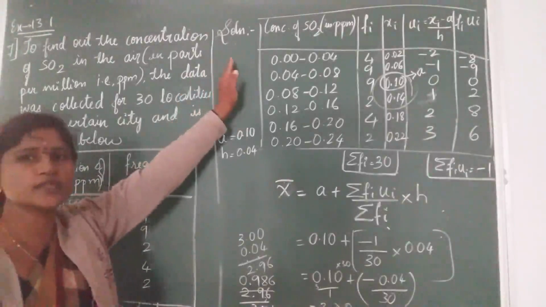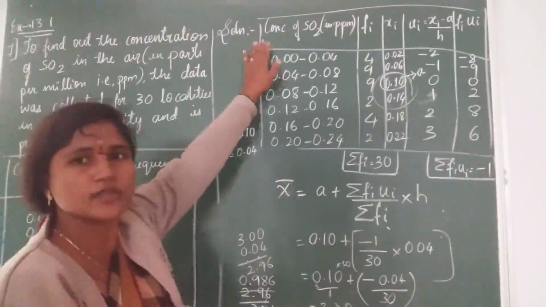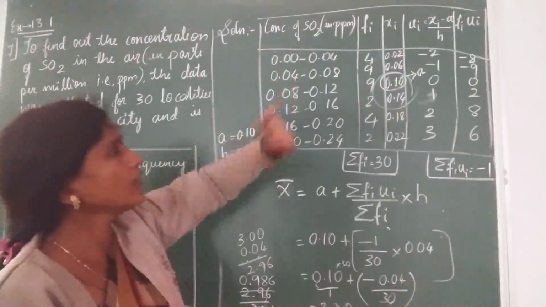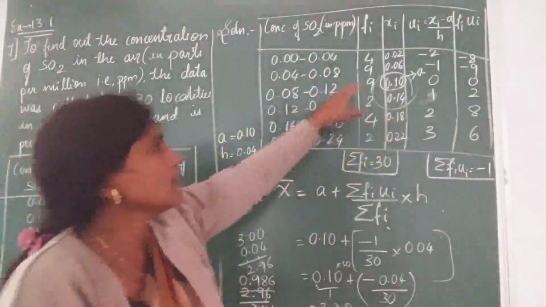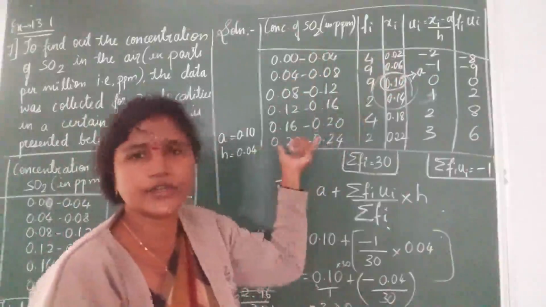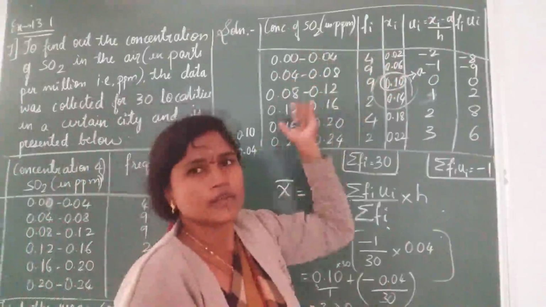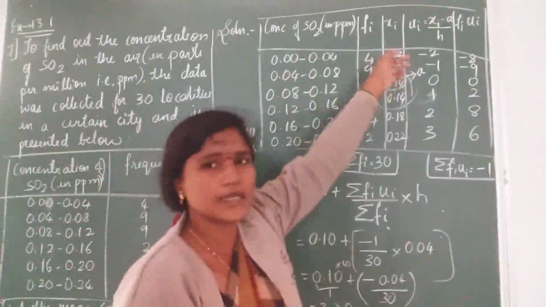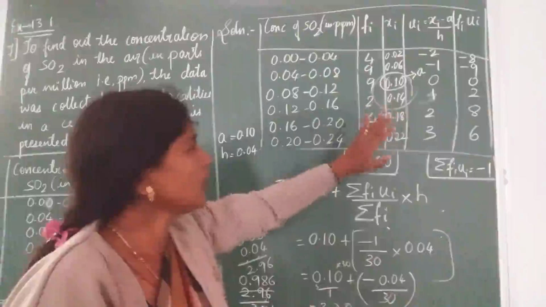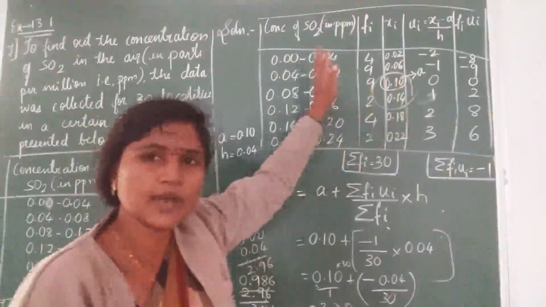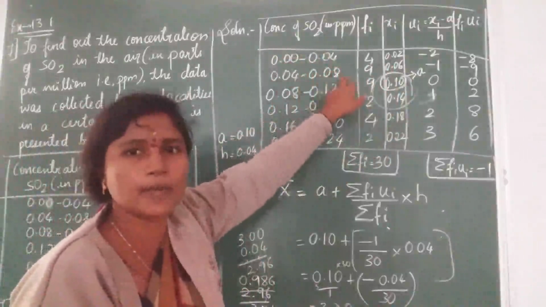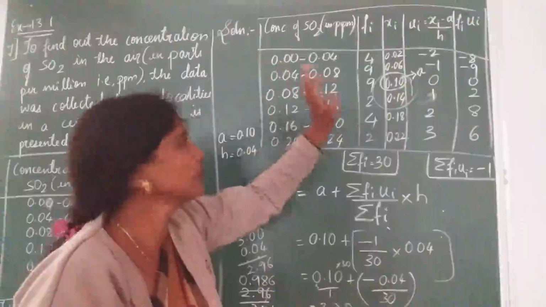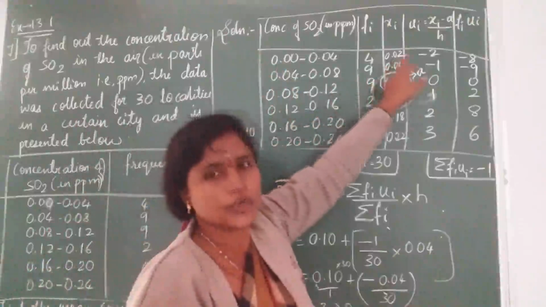Let us take the columns here. The first column is the concentration of sulfur dioxide in ppm, and then frequency. Next column: the classes are continuous here, so no need of conversion. The next column is the class mark. How to find the class mark? Class mark is nothing but the midpoint: upper limit plus lower limit divided by 2. So it will be 0.02.